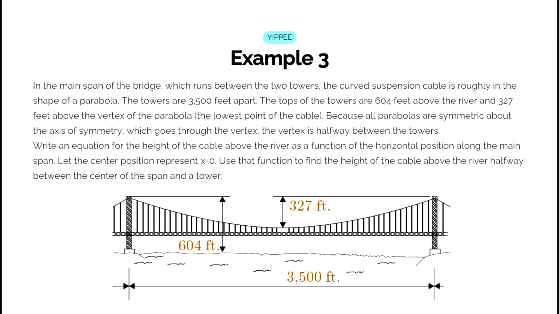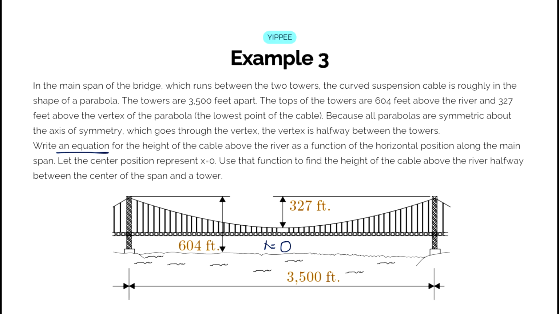Write an equation for the height of the cable above the river. So we want an equation for the height of the cable above the river as a function of the horizontal position along the main span. Let the center position represent x equals 0. So the vertex is going to be x equals 0. We're pretending that we've got a graph, a coordinate plane back here behind this thing.